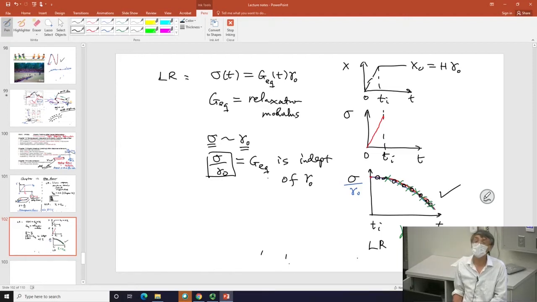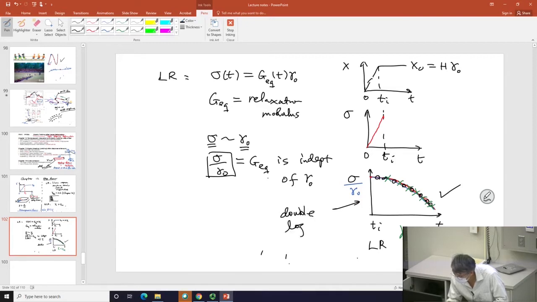You see, I already deceived you. I only verbally said I made an effort to plot this as double log. Being log scale, it stretches the initial times, as if your stress is not decaying very fast.